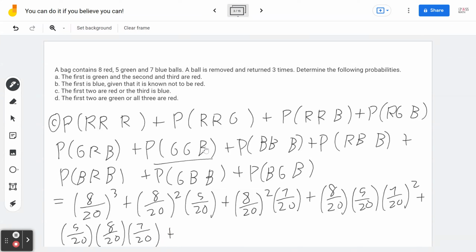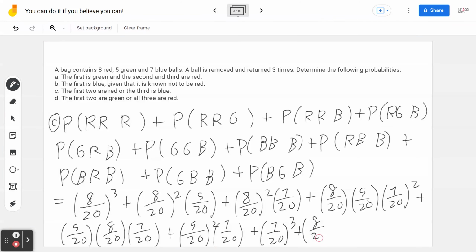Next one's going to be here. Green, green, and blue. So I can square this one, recognizing that green is going to be 5 divided by 20. Blue is going to be 7 divided by 20. BBB means it's going to be 7 divided by 20 to the power 3. Plus, red is going to be 8 divided by 20. Blue, which is 7 divided by 20 squared.